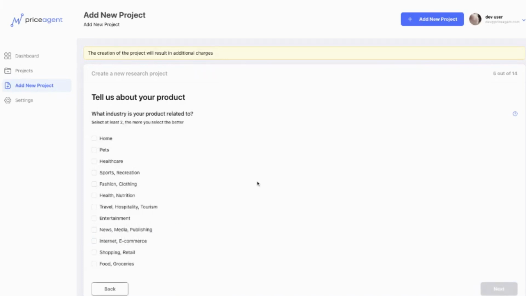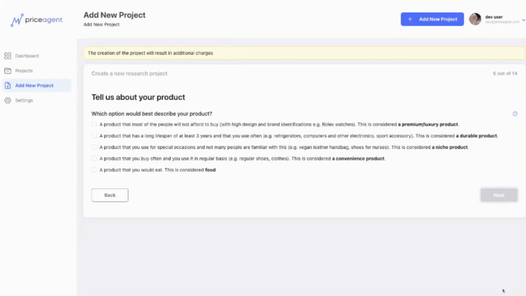Next step, what industry is your product related to? Here you can pick as many as you want, but you have to pick at least two, and they're quite broad. And sometimes it could be tricky finding one that suits you. But wellness, fashion, clothing, sport, and recreation. I think those two are pretty generic and it fits me very well. But we want to limit it to people who are interested in buying our product or service.